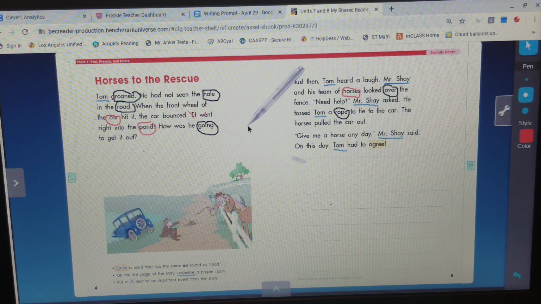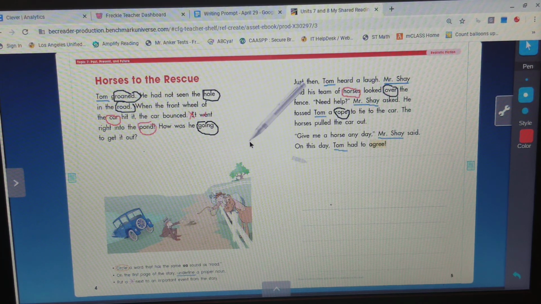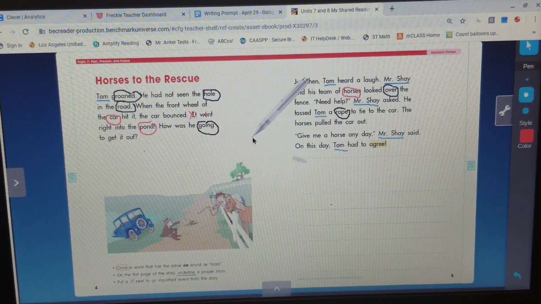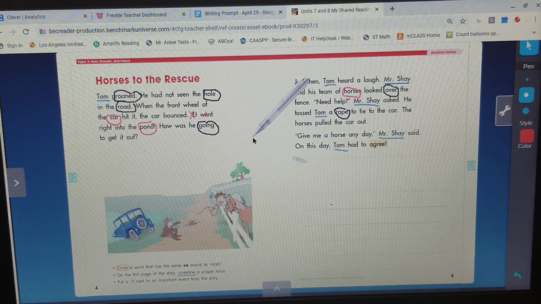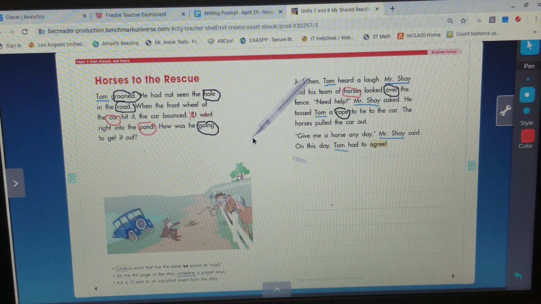Okay. I'm having the same problem, but I want you to identify this. Let's do it like that. Okay. It went right into the pond. The car went into the pond, and once that happened, whew, he had a problem. All right.